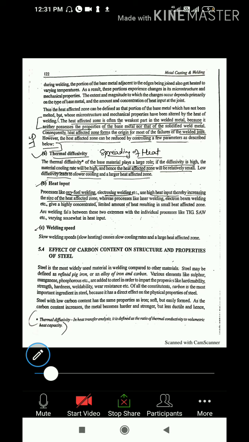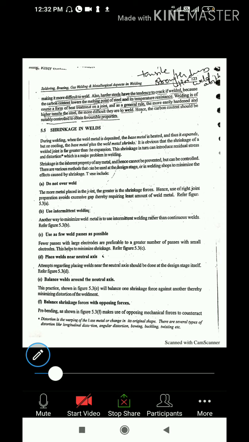And also in the last previous class, the effects of carbon contents on the structure and the properties of the steel. Due to the carbon contents, what changes occur in the microstructure of the steel, as well as in the properties of the steel, that we have studied. Then next, the shrinkage in welding.